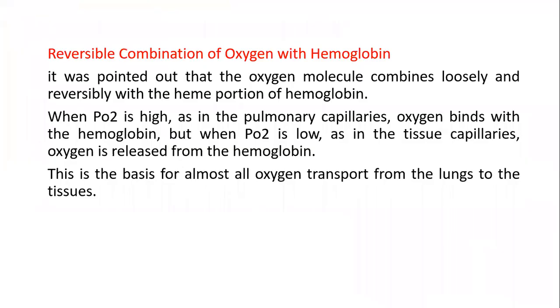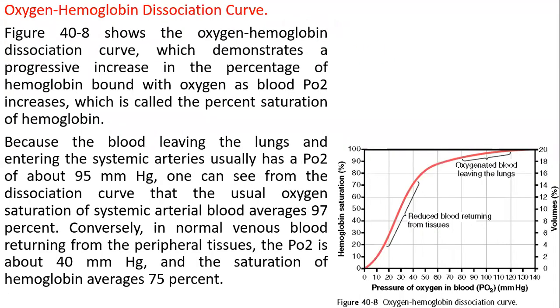linear. Regarding the principal combination of oxygen with hemoglobin, it was pointed out that the oxygen molecule combines loosely and reversibly with the heme portion of the hemoglobin. When PO2 is high, as in the pulmonary capillaries, oxygen binds with hemoglobin, but when PO2 is low, as in the tissue capillaries, oxygen is released from hemoglobin. That is the basis for almost all oxygen transport from the lungs to the tissues.